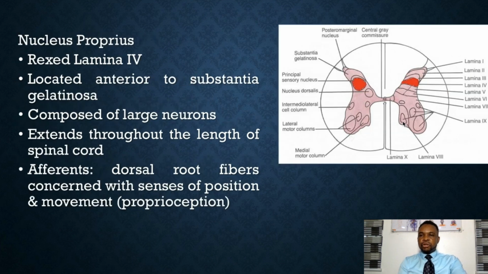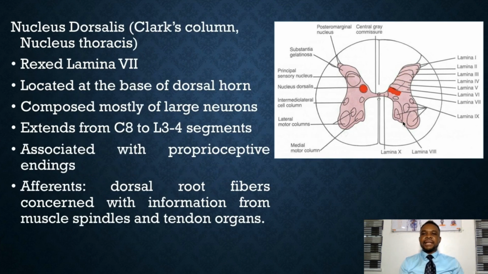Then, if we go to the second group, that is the nucleus proprius, we see the Rexed lamina 4 located anterior to the substantia gelatinosa, composed of large neurons which extend throughout the length of the spinal cord as well. Then the nucleus dorsalis, that's the Clarke's nucleus, or nucleus thoracis. We have lamina 7 within this region, and it extends from C8 to L3 or L4.